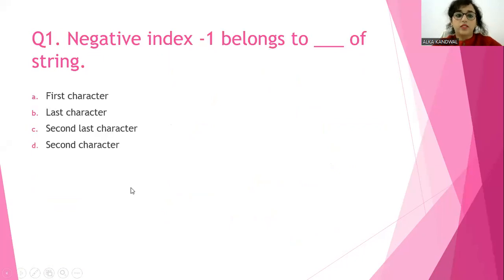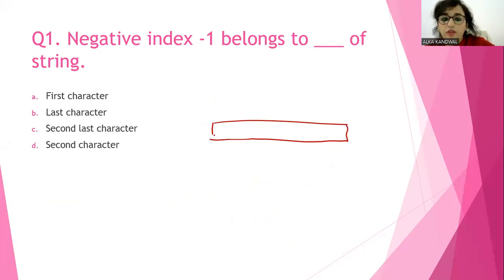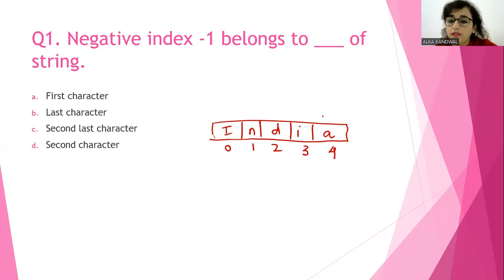Now, okay, first is negative index -1 belongs to dash of the string. For example, I write India. Okay, and do we remember 0, 1, 2, 3, 4? The index starts with 0 and it starts with -1, -2, -3, -4 and -5. तो negative index -1 क्या represent कर रहा है? The last character of the string. Yes, that is option B. That is the last characters. -1, -2 ऐसे होता है the backward indexing. So it is the last character.